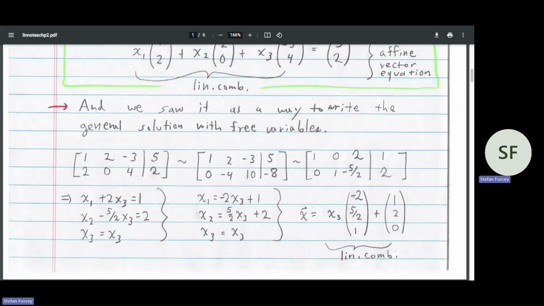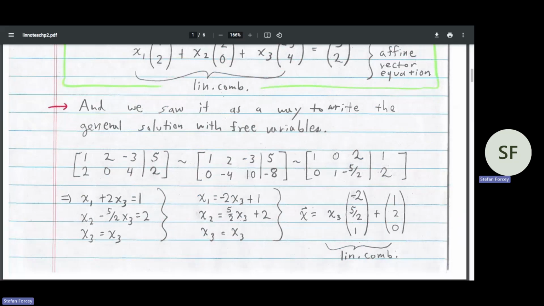And once it's in reduced row echelon form, we put it back into the equations. So x1 plus 2x3 equals 1, x2 minus 5 halves x3 equals 2, and x3 is a free variable because it's not a pivot. I solved that for x1, x2, and x3 so I can see how the free variable is in the formulas for the others.